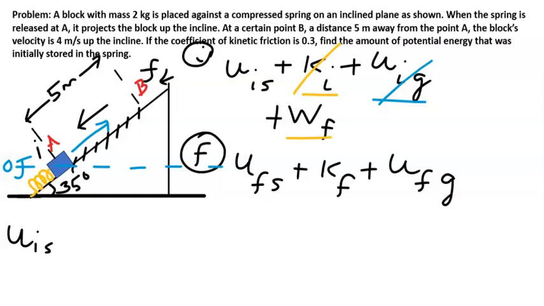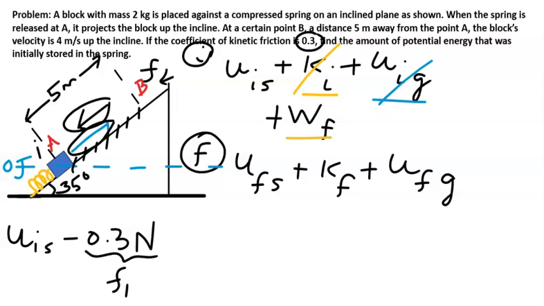Next is work done by friction. Friction acts downwards, the displacement is upward. So that means it's a negative term. The kinetic friction is given by the coefficient of kinetic friction, which is 0.3, times the normal force, which we can calculate. So this is kinetic friction. And the displacement is from here to there, which is 5 meters.